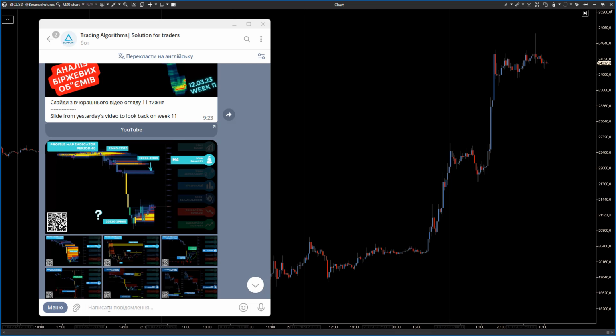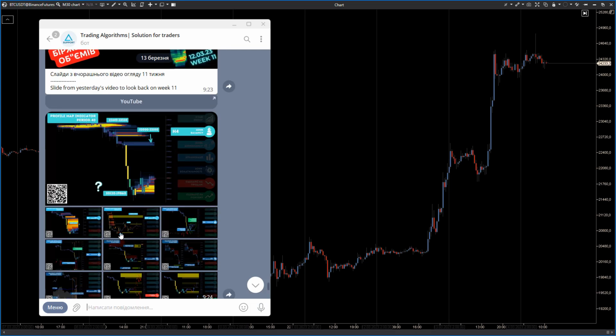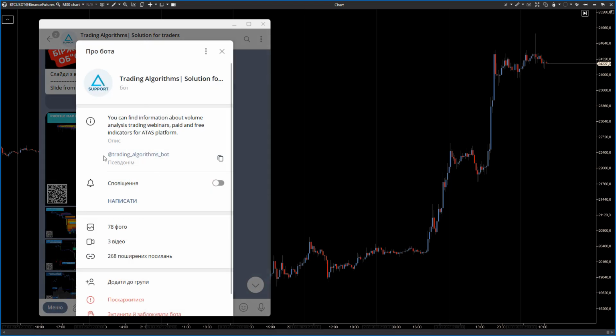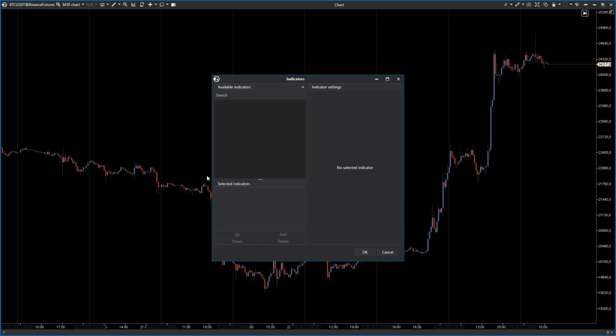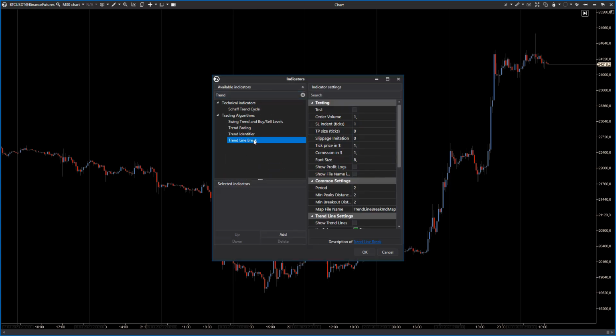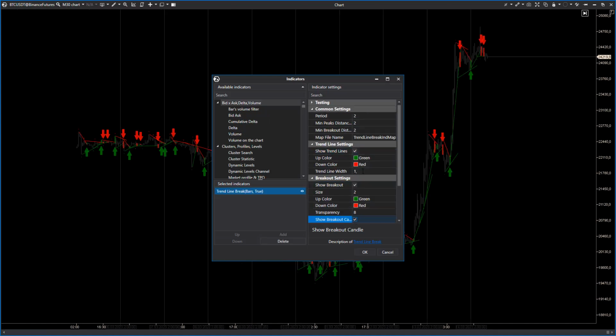Let's start with the appearance. To download the indicator, you need to write to us in the Telegram bot to grant access, then upload the indicator to the platform and it will appear in the list of indicators at the bottom. We upload it to the chart. In the settings, we activate the display of trend lines and signals at breakouts.